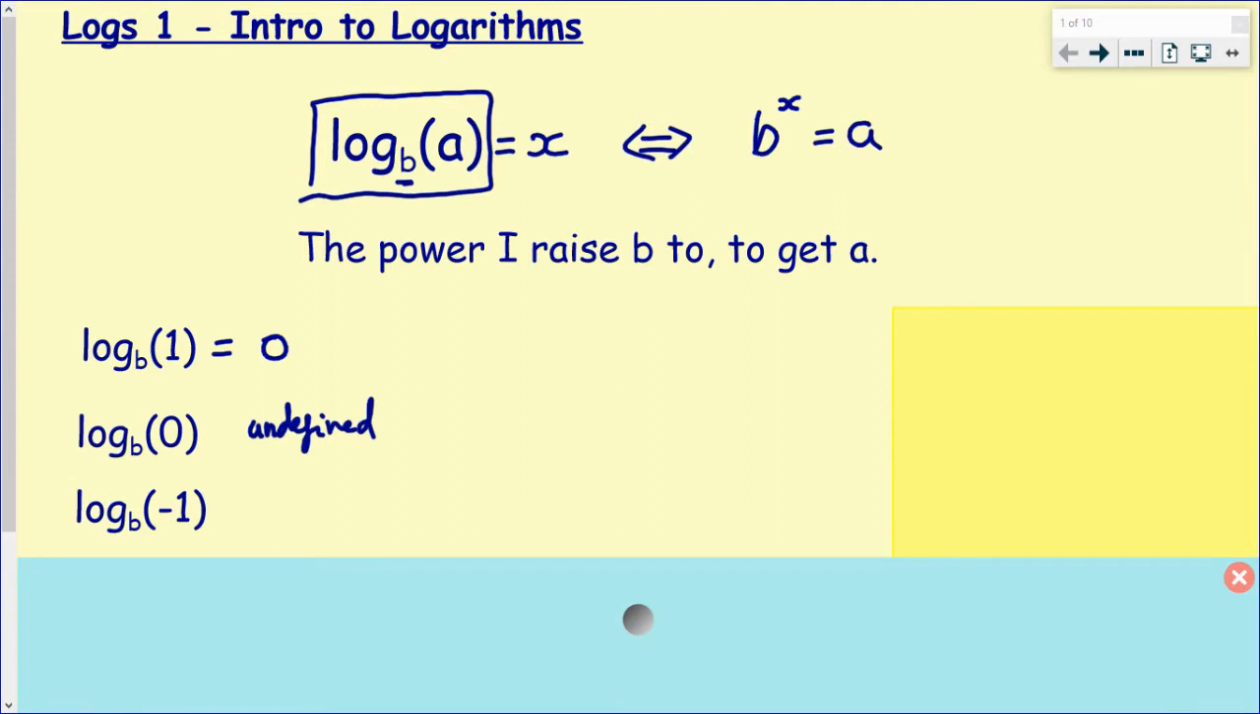What about negatives? Log b of -1, and actually instead of -1, just any negative. Again, if you take b and you want to raise it to some power x to get a negative answer, if b is positive, it doesn't matter what number you put in x, it's never going to work. So these two are basically undefined. They don't exist.